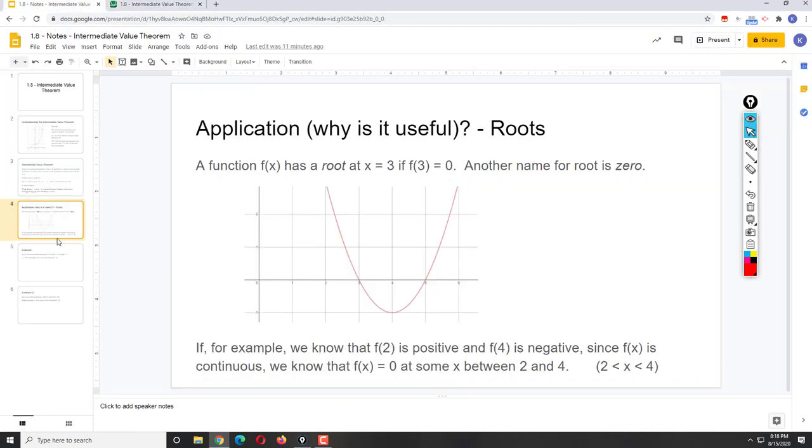Why is this useful? Here's an example. A function has a root, say at x equals 3, if f of 3 equals 0. Another name for root is zero. For example, if we know that f of 2 is positive, like in this function, and f of 4 is negative, since f of x is continuous, we know that since 0 is between a positive and a negative number, f of x must equal 0 at some x in this interval, 2 to 4. So that means that f of x has a root between 2 and 4.